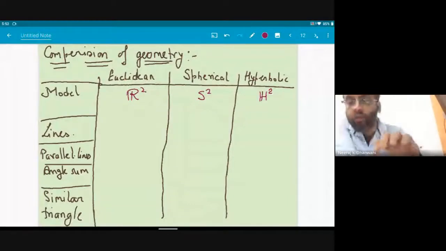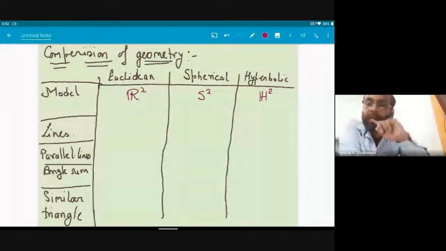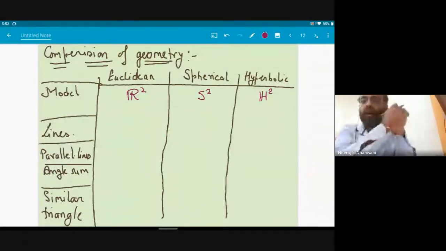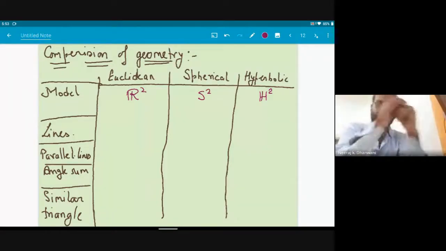When I'm writing 2 above, that means this 2 has a meaning. This 2 is a dimension, because I'm just talking about the length and height. There may be other directions also, which give us 3-dimensional geometry, 4-dimensional geometry, and so on. There are classifications for these geometries, but in 2 dimensions, these are the 3 geometries.